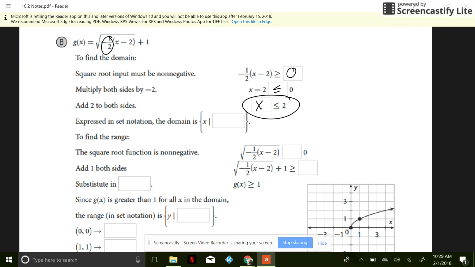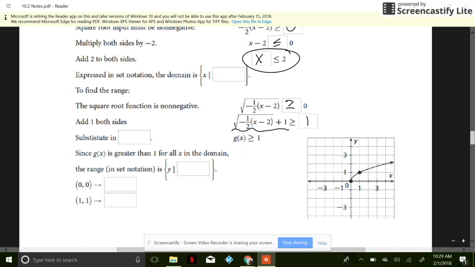To find the range, first thing you do is set everything under the square root greater than or equal to 0. In this case, then we'll add 1 to both sides. And in this case now, this piece here is the same thing as our g of x. So g of x is our y, so that means our range will be y is greater than or equal to 1.